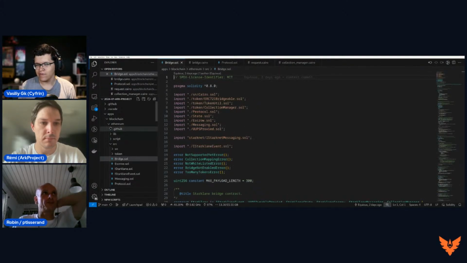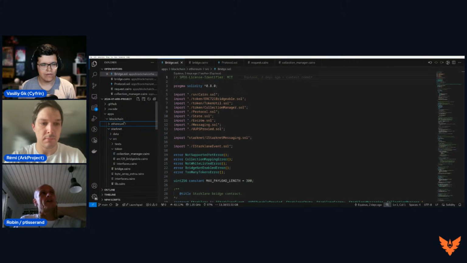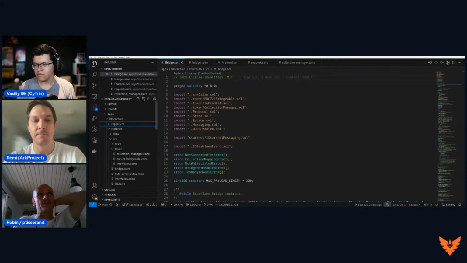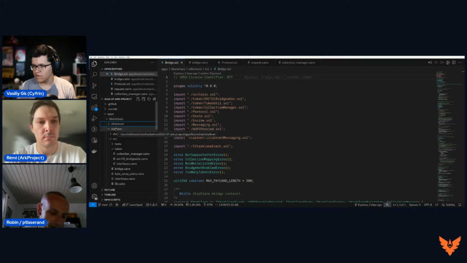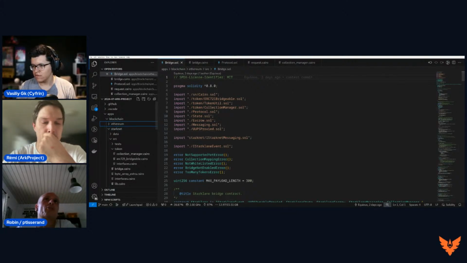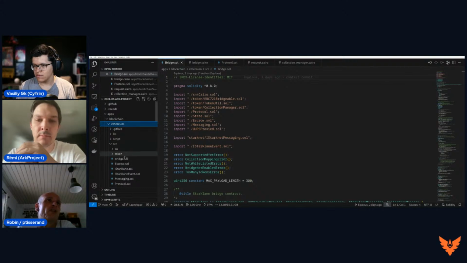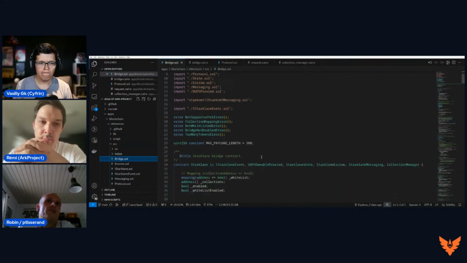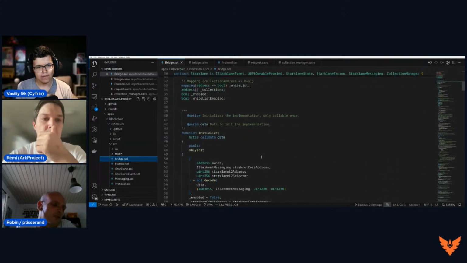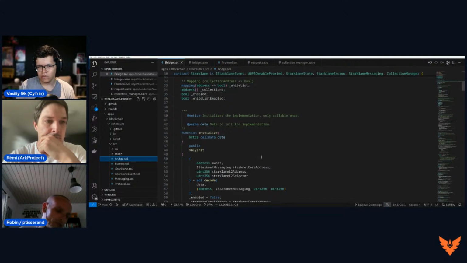So for this context, we are using the following directories: apps, blockchain, Ethereum, or ArkProject, Starknet. Ethereum is for the L1 part, and Starknet is for the L2 part. In both directories, you will find a contract named Bridge. It's the main contract. It's this contract which you interact with to send your NFT from one blockchain to the other.